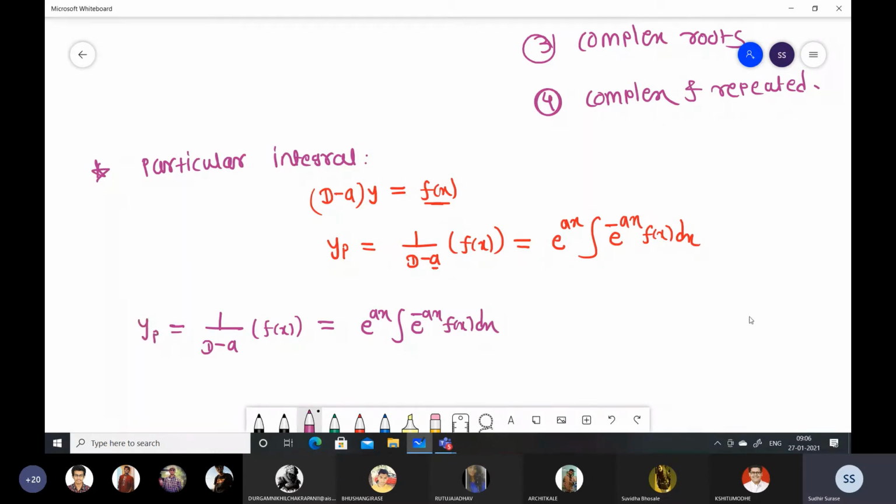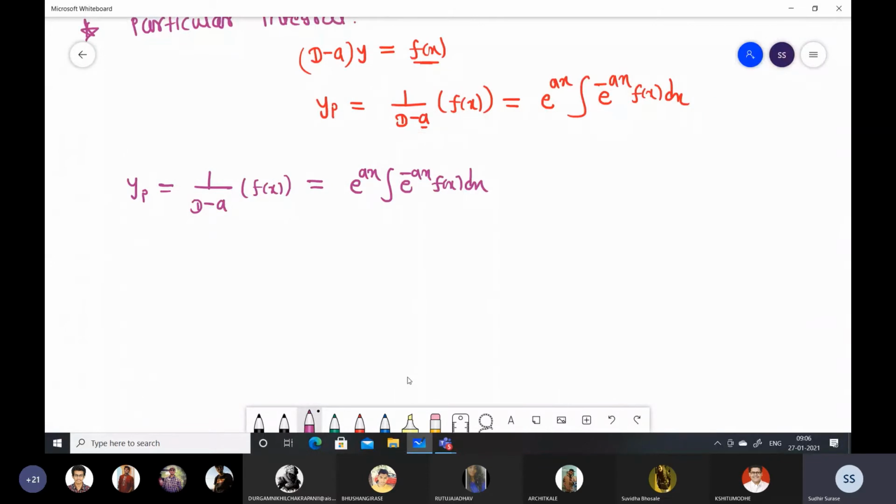And what about if we have D plus a instead of D minus a? Second, if we have 1 upon (D plus a) f of x, then simply that formula will change. Instead of positive ax, you'll get negative ax outside and positive ax inside, f of x dx. Rest of the things remain as it is, only the change in the sign. If you have plus a, then outside negative a. If you have negative a, then outside will be positive a. So this will be y_p. You can treat this as the second formula.